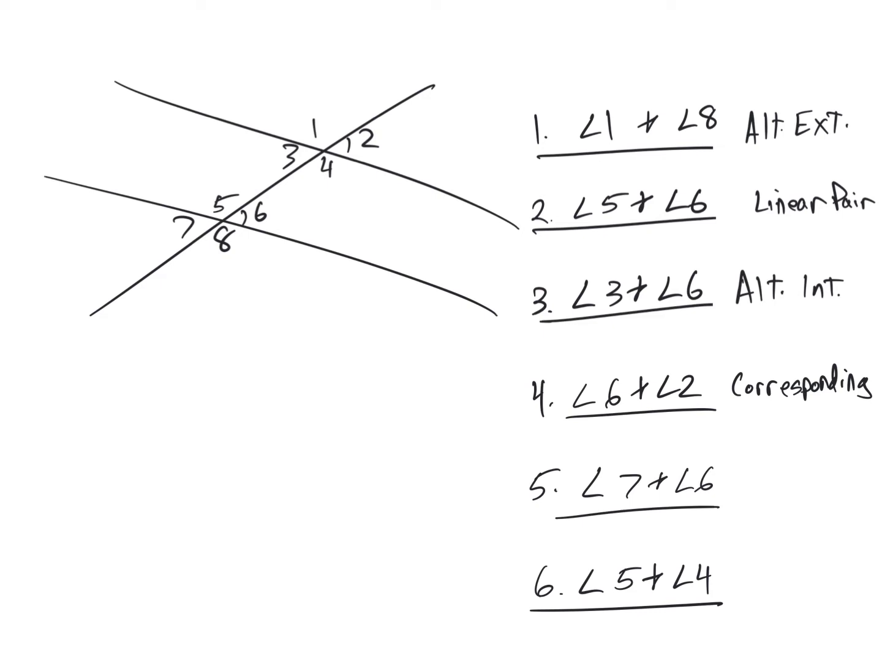Angle 7 and angle 6, those are vertical. Angle 5 and angle 4, they're alternating around the transversal, so alternate. And they're both inside, so interior.